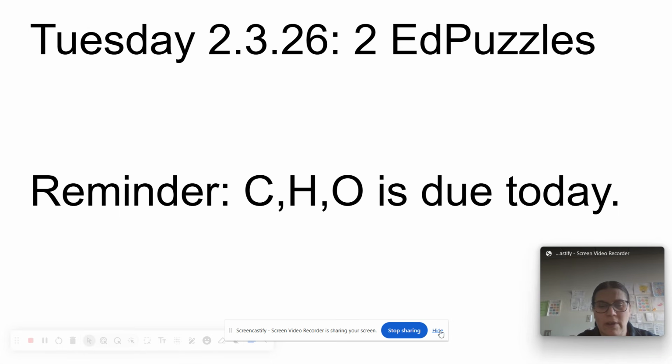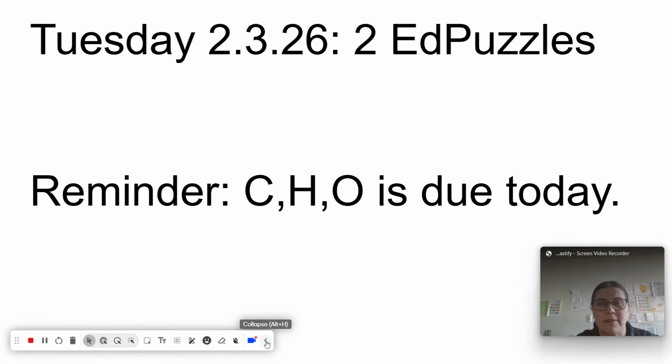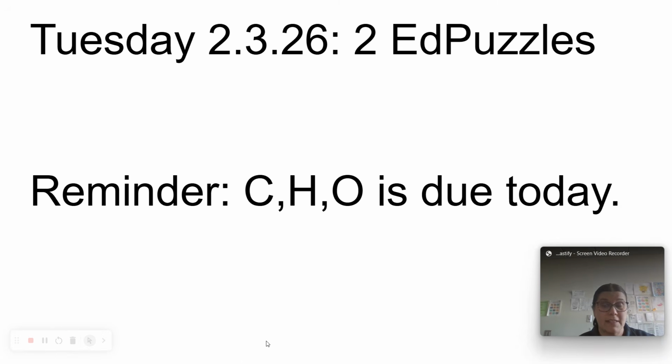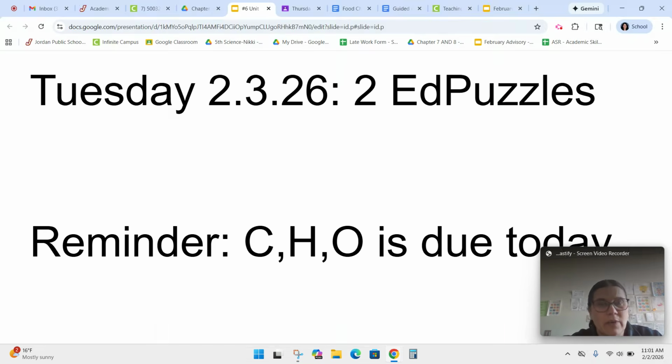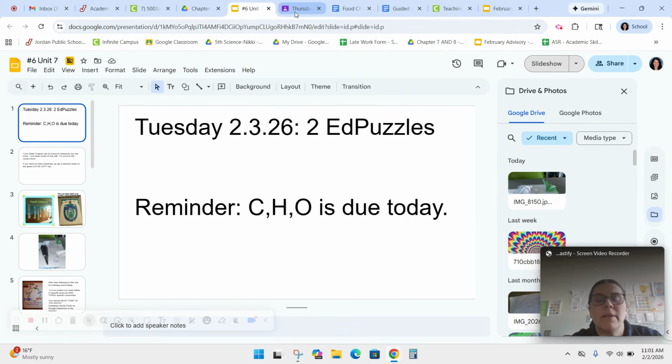So you're going to start with filling out your planner. You have two Edpuzzles. This is one of them. So when this is done, that's one of them. The other one is going to be the Bill Nye Edpuzzle. As a reminder, CHO is due today, and I'm going to jump out of this. I'm going to jump into Google Classroom.